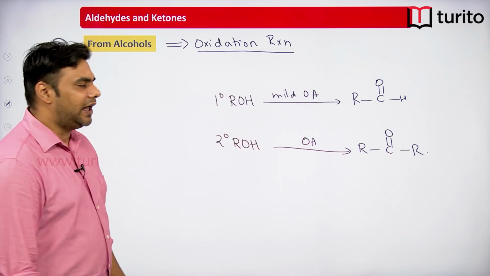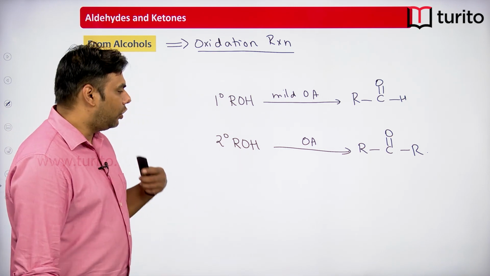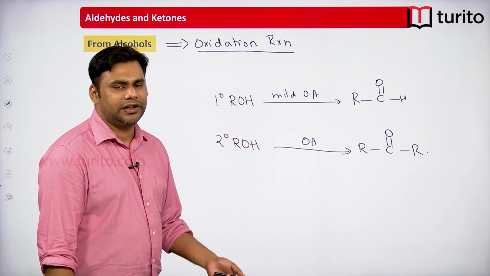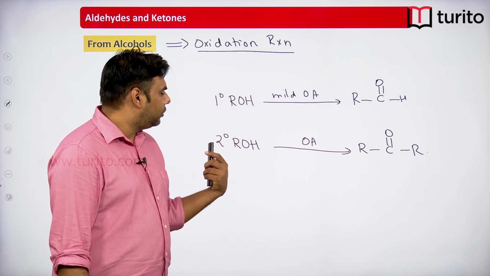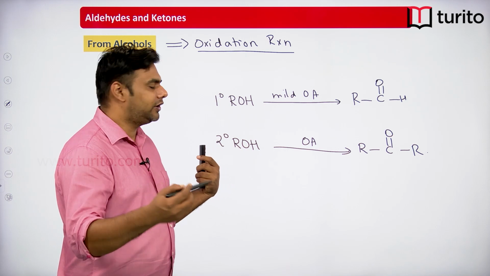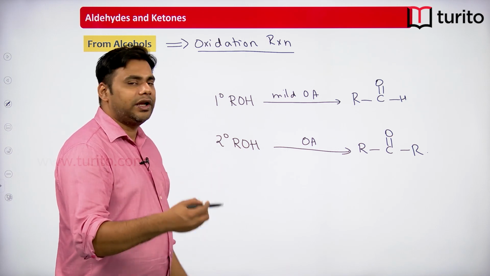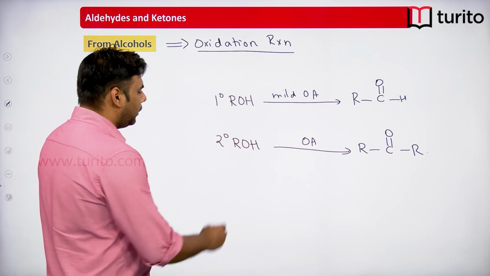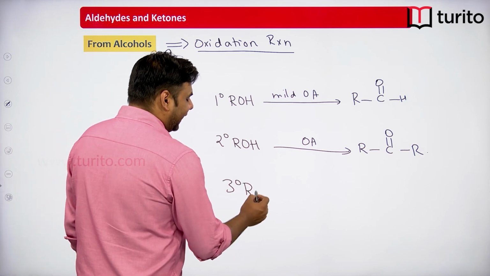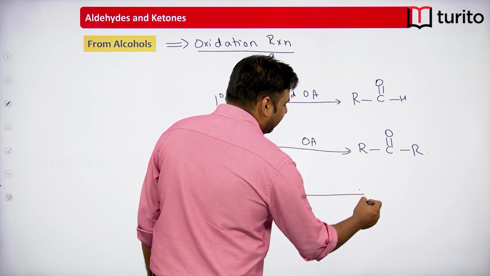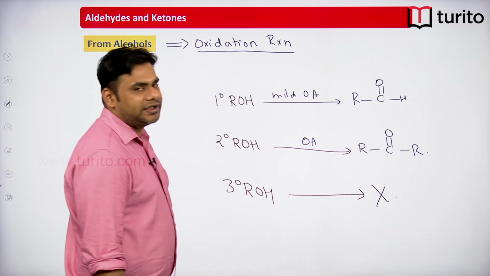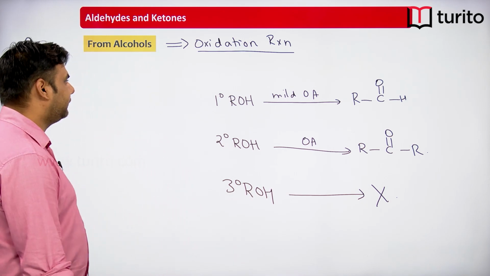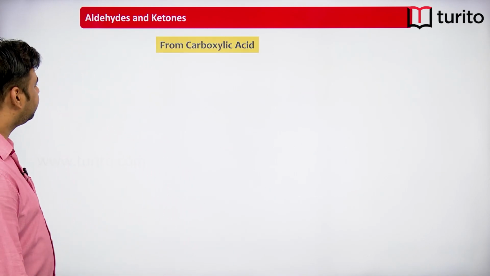Strong oxidizing agents like alkaline KMnO₄, potassium dichromate, chromic acid, or Jones reagent will all convert it. Collins is basically a mild oxidizing agent. So 2 degree alcohols with any oxidizing agent convert into a ketone. Now if we talk about 3 degree alcohol, 3 degree alcohol does not have oxidizable hydrogen, so it does not oxidize under normal conditions and we don't get any oxidized product over here. Okay, so I hope this is clear to you.